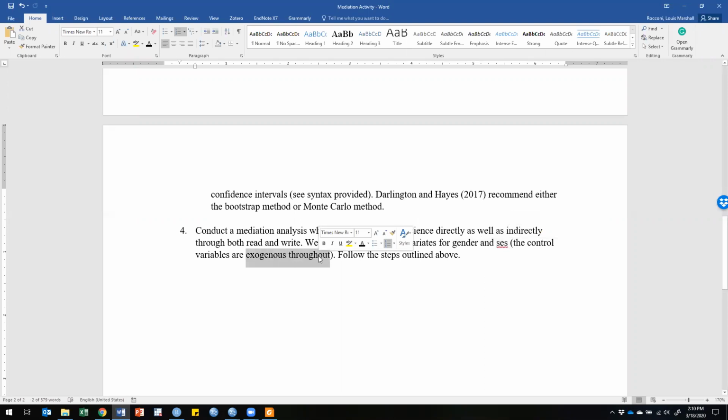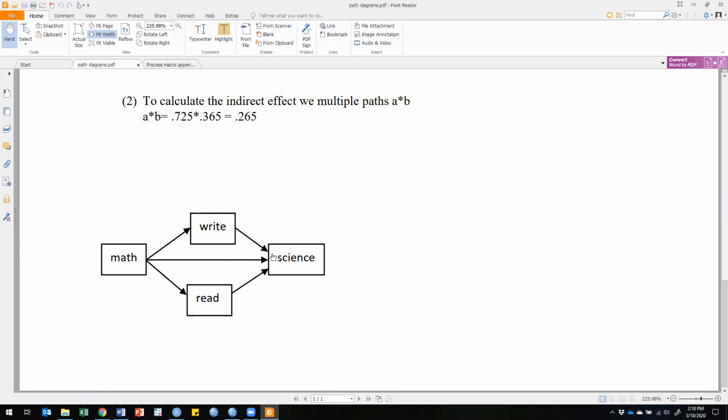We're also going to have 2 different indirect effects, right? We're going to have an indirect effect of math on science achievement through reading, and an indirect effect of math on science achievement through writing. And then we can calculate a total indirect effect and then a total effect of math on science achievement.